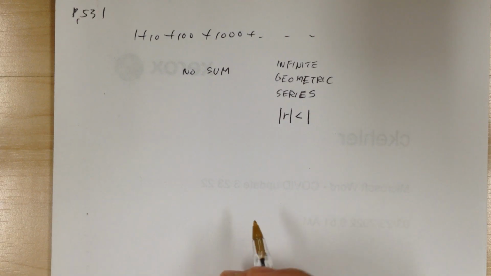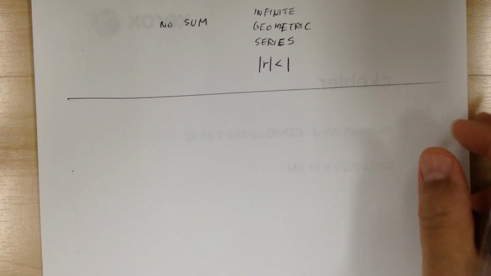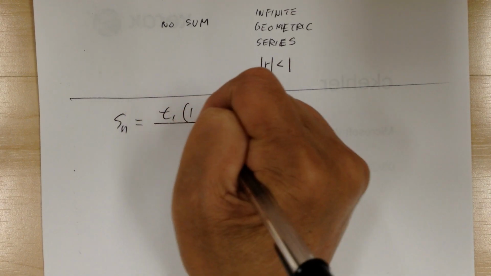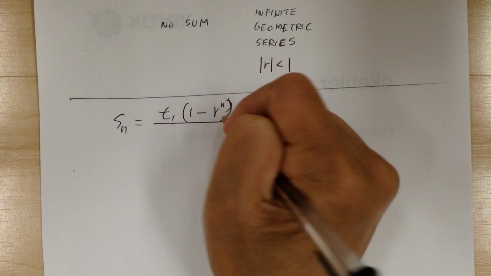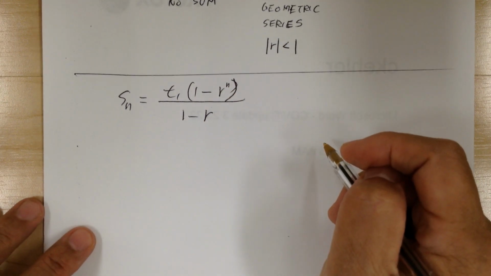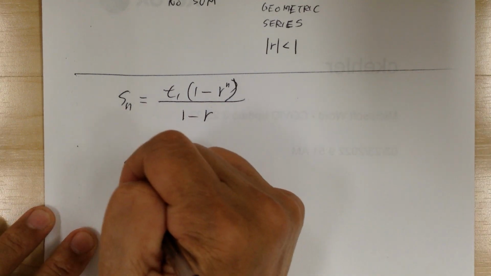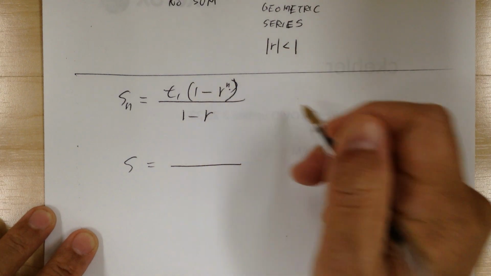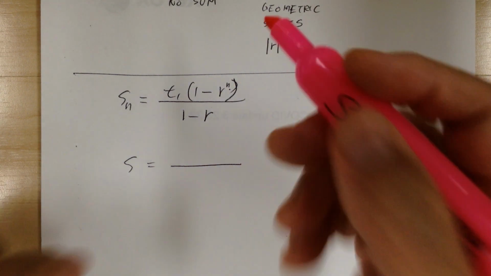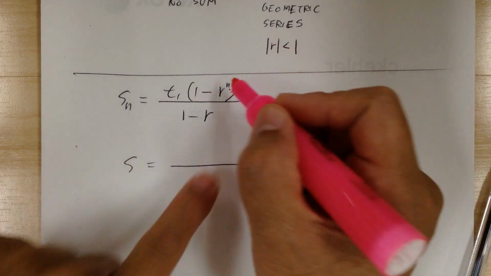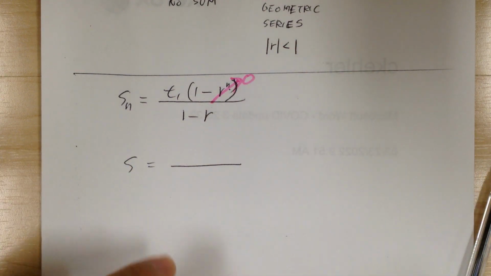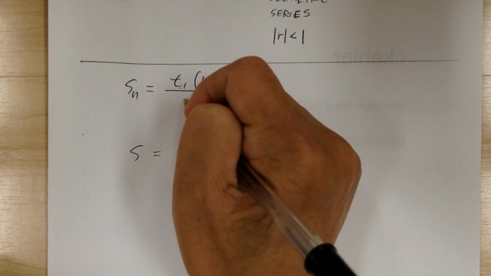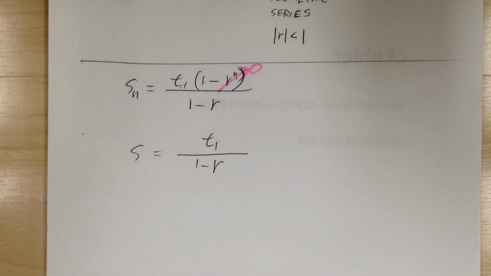And so the formula, again, let's go back to the original formula. S of n equals T1 times 1 minus r to the n over 1 minus r. So what happened is, for the infinite geometric series, when n becomes infinity, this becomes 0. And so when you distribute, you will just have T1 times 1 give you T1, and it will be over 1 minus r. So that's where this formula came from.